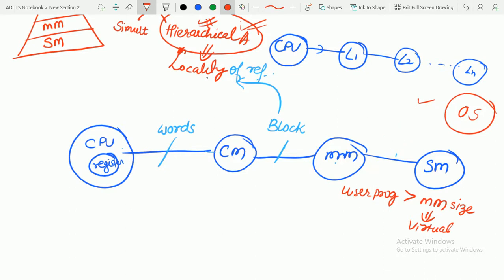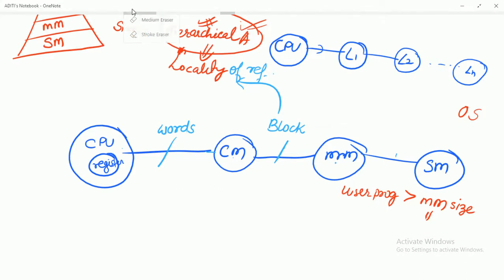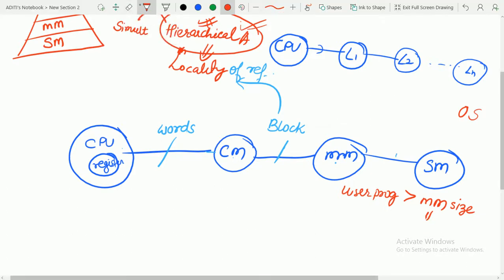Let us study in detail this concept. So the CPU register is there, so it is processing.